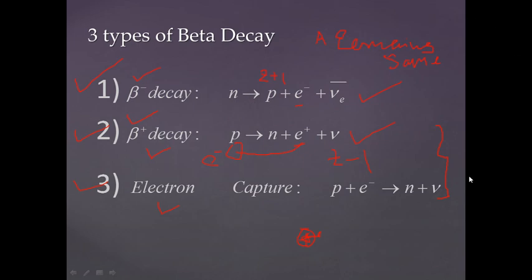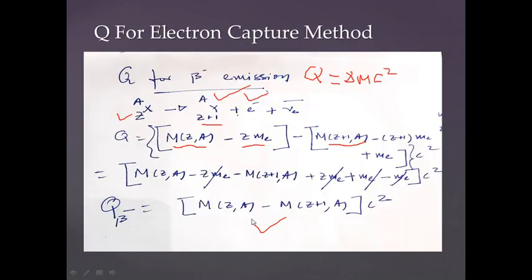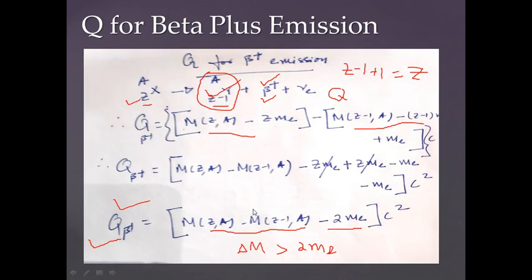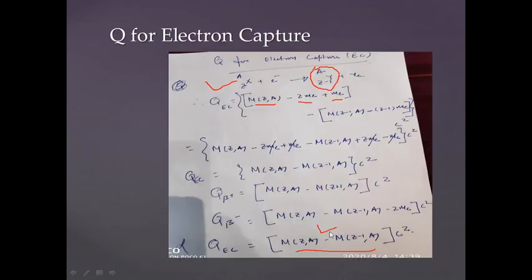The Q of all those 3 are different. So we have derived the value of Q. Q is the initial mass minus the final mass. For beta plus, the initial minus final minus 2 me comes in, and here it is m(Z,A) minus m(Z-1,A).